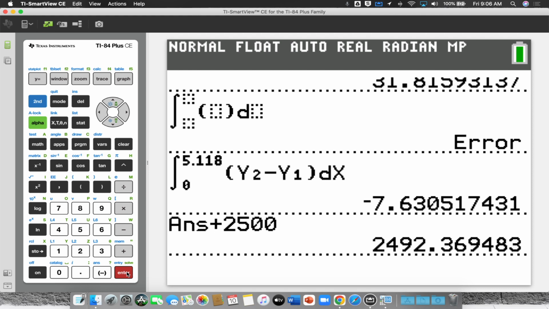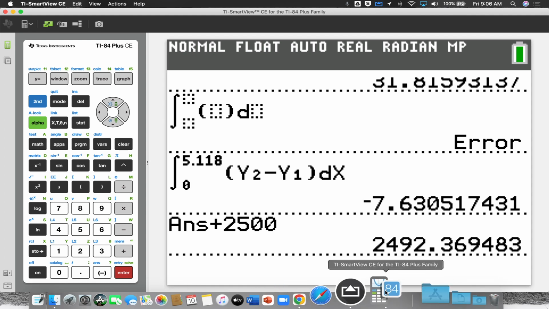Yeah, question? For 5.118, it's 2,492.369? Okay, because for some reason I have 2,498. It could be an error on my part, I don't know why. Yeah, that's the number I had in my notes.